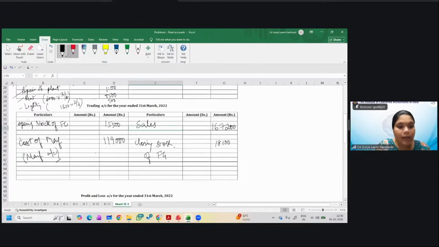This is okay. So now calculate whether it is a gross profit or gross loss. Quickly calculate. Gross profit, okay. 800. Okay. This should be transferred to P&L. Correct?